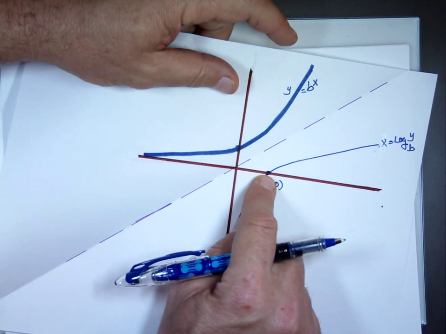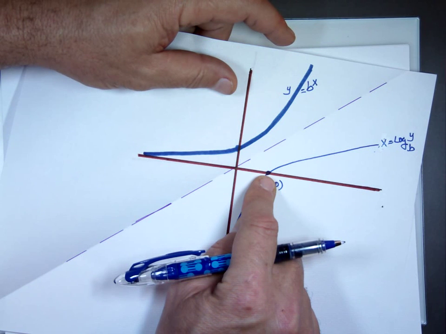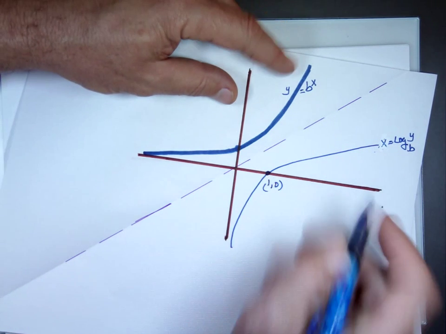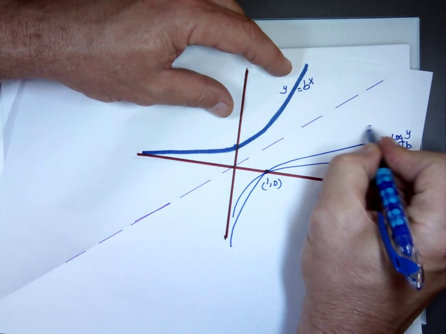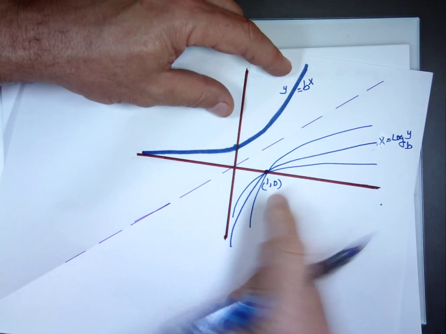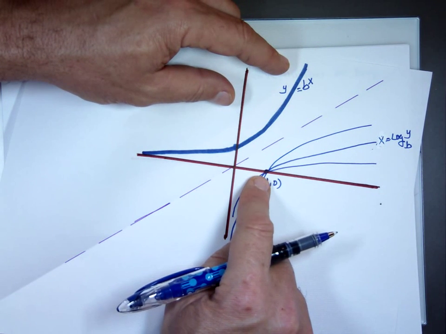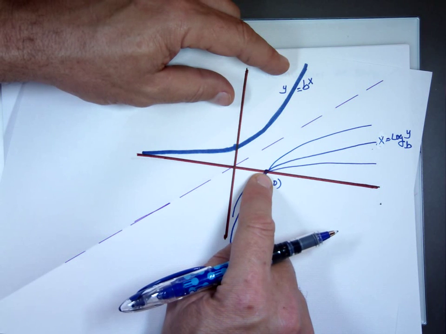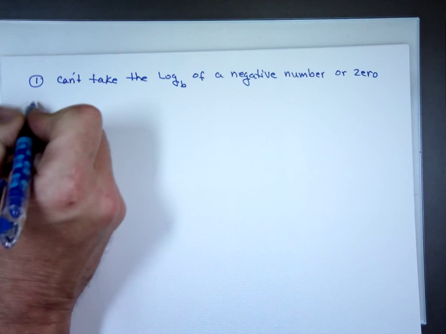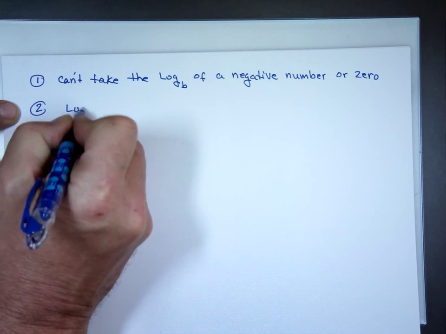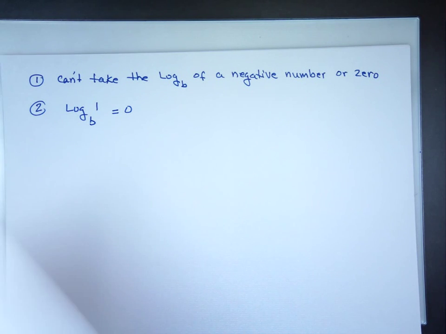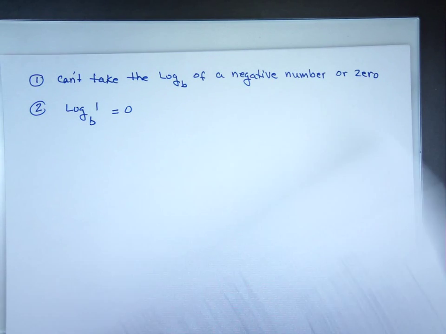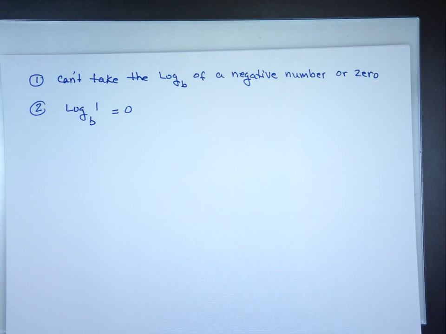1, 0. They're all going to go through that point. All the log functions, it depends on the base. If the base is 4, the base is 2, they're all going to go through that point. That's rule number 2. The log of 1, doesn't matter what the base is, the answer is always 0. The log of 1 to any base is always 0.